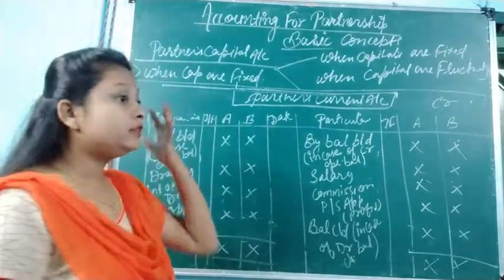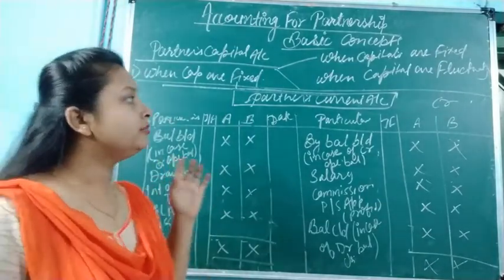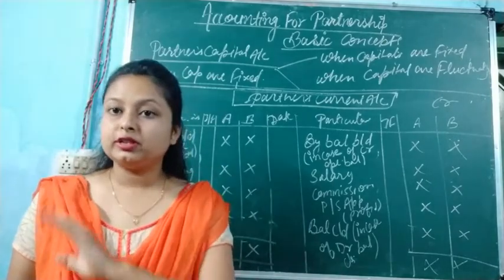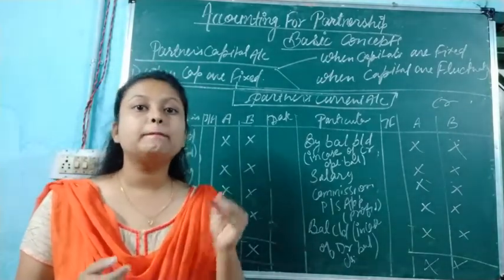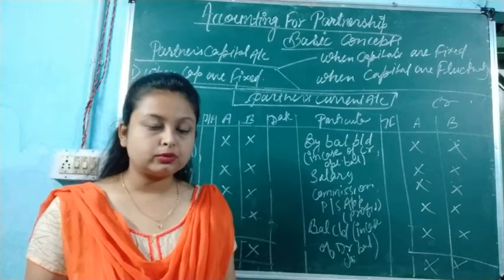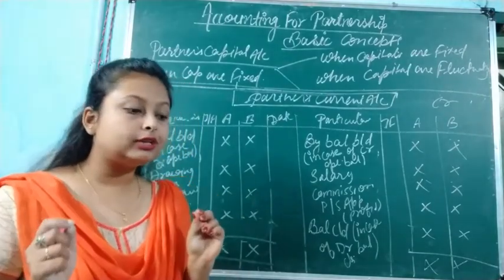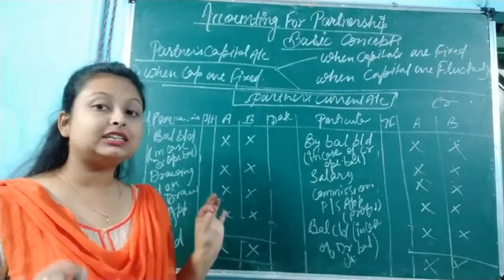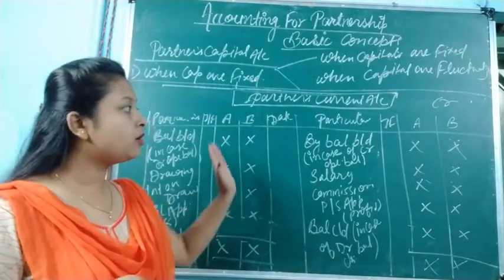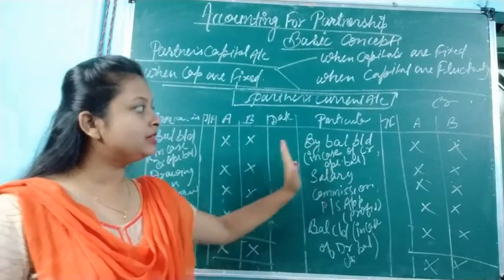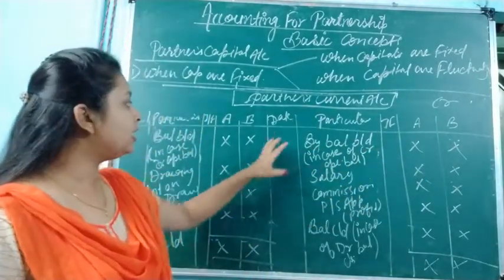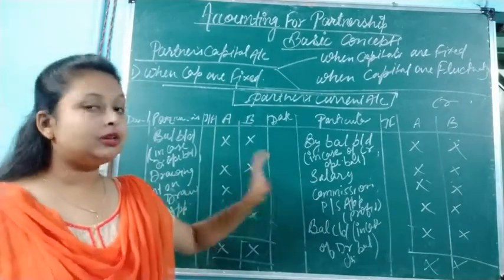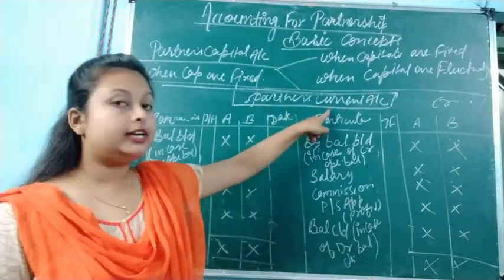Now what do we have to write down in the current account? One thing I would like to tell you is that whenever partners' capital account is made, it is from the partners' point of view. Listen to it carefully. Whenever the partners' capital account is made, it is from the partners' point of view. It means all of the partners' profits will be credited, and all of the partners' expenses and losses will be debited. So let's begin. This is the partners' current account.